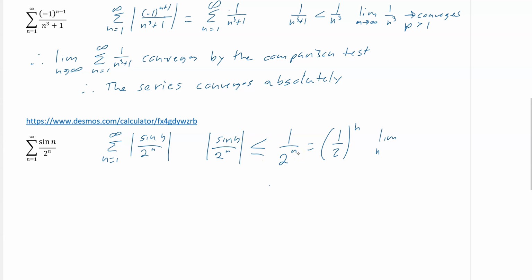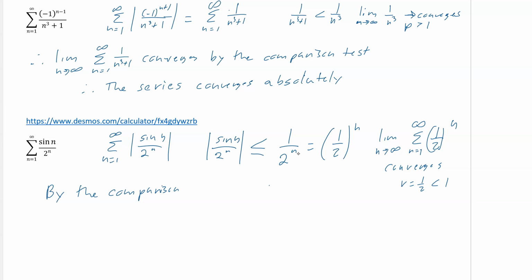And now we know the sum from n equals 1 to infinity of 1 over 2 to the n converges, because our ratio of 1/2 is less than 1. So it's going to converge. If that converges, then by the comparison test, the sum from n equals 1 to infinity, we don't need the limit here because I've already got the n equals 1 to infinity, so let's get that off of there.